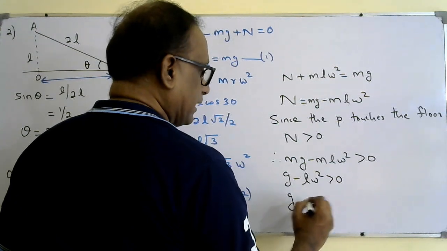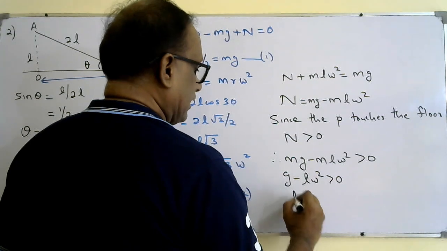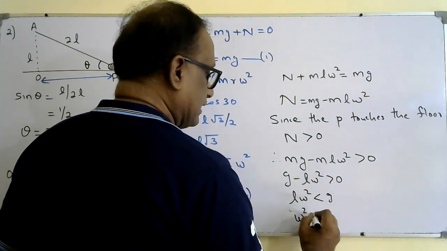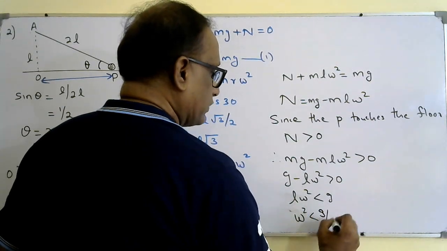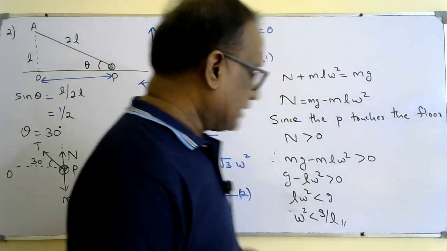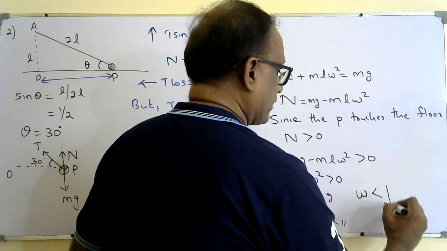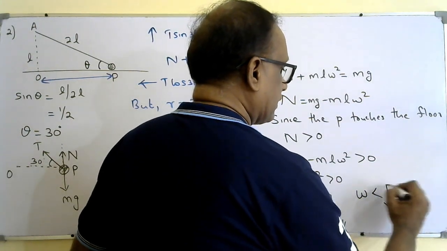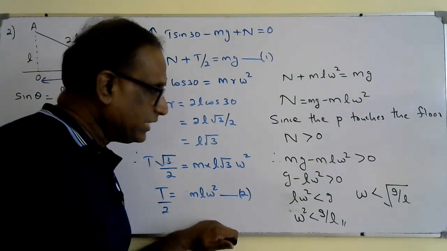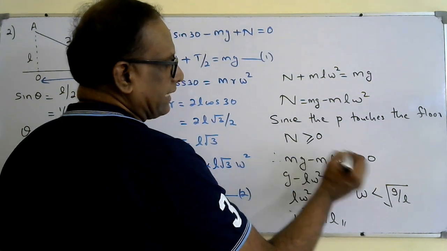So I can write it the other way, l omega squared less than g, omega squared less than g over l. If I take the square root of it, omega must be less than square root of g over l. We can put an equal sign, but if we put the equal sign, the normal reaction has become 0. Since the question paper is asking that, I will put that also.